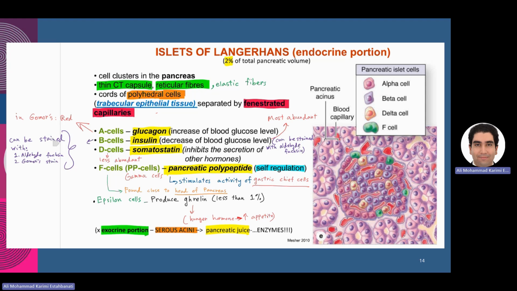And there's a 5th one as well that I found interesting, which is the epsilon cells. The epsilon cells produce ghrelin. Ghrelin is a hormone that causes hunger, and it will increase your appetite.